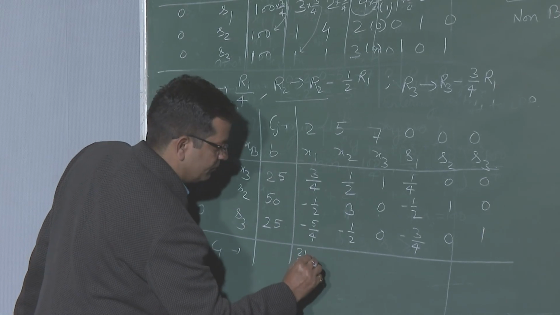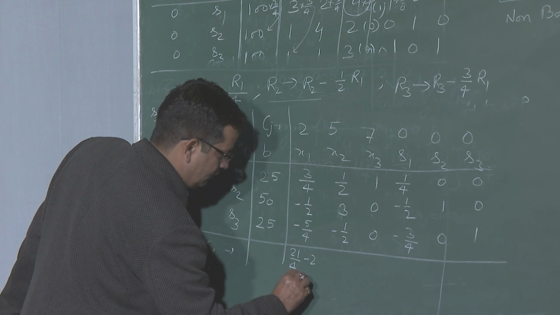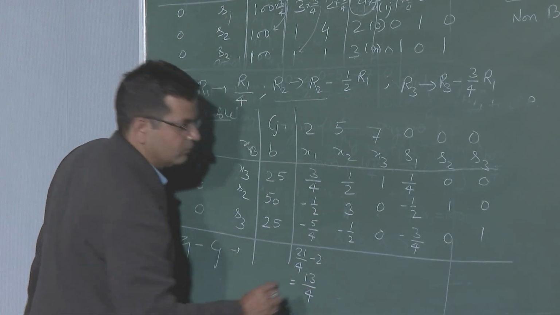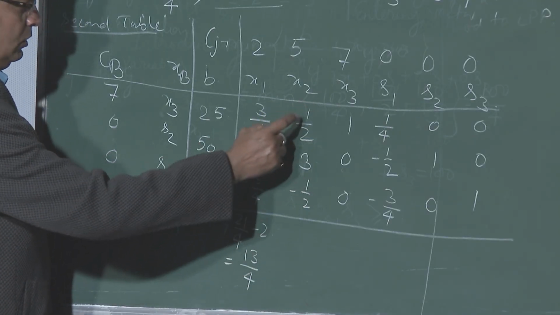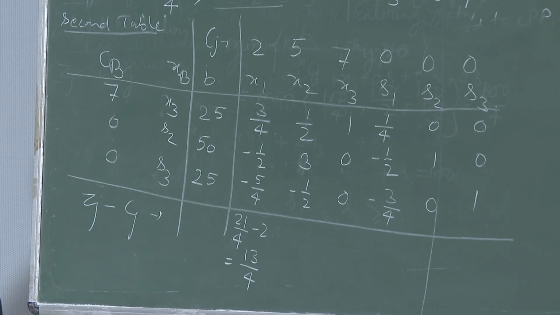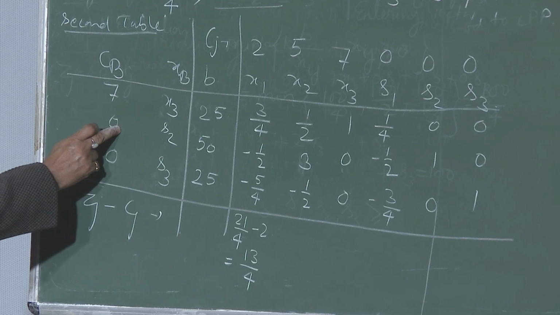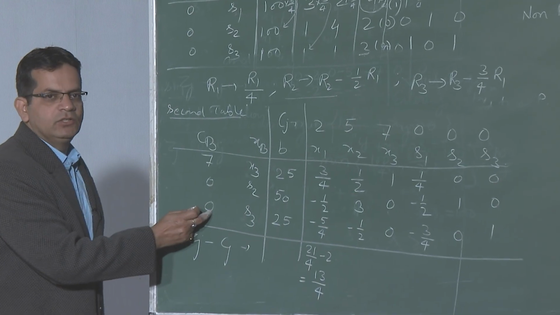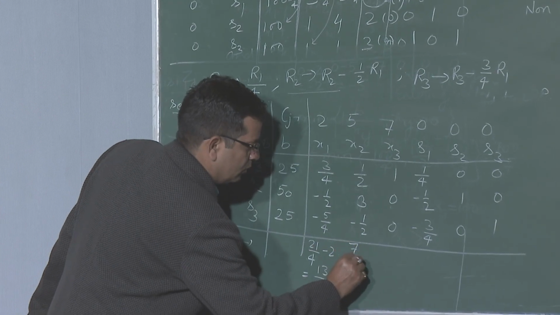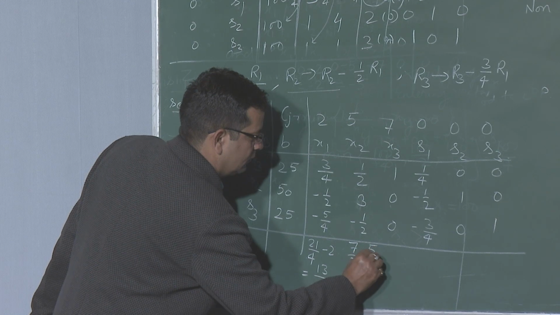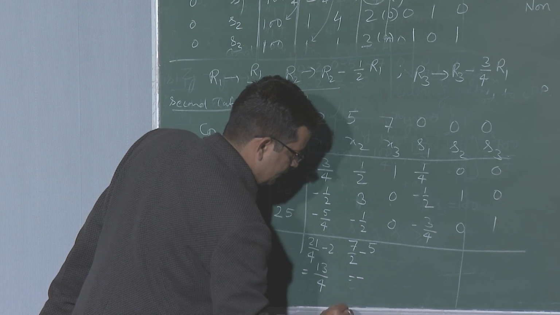and Cj is 2 minus 2. So, we have 13 by 4. Now, corresponding to x2, 1 by 2 multiplied by 7, 7 by 2, 3 multiplied by 0, we have a 0, and minus half multiplied by 0, we have 0. So, value of Zj is 7 by 2 minus 5. So, its value is 3 by 2.